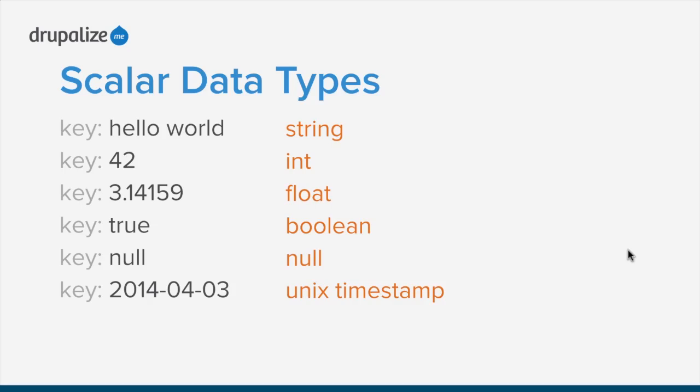True, false, both interpreted as Boolean values. Null will turn into a null value. And then date time values will actually turn into Unix timestamps in PHP. So 2014-04-03 will turn into the Unix timestamp representing that date.